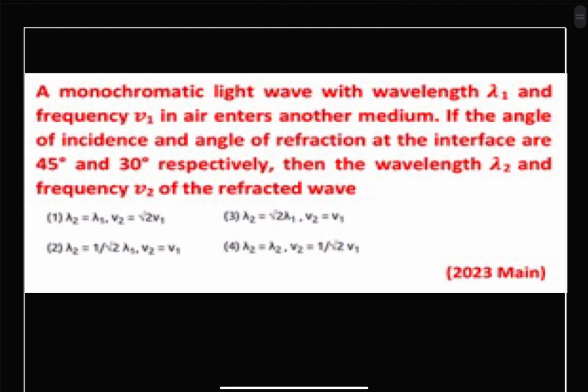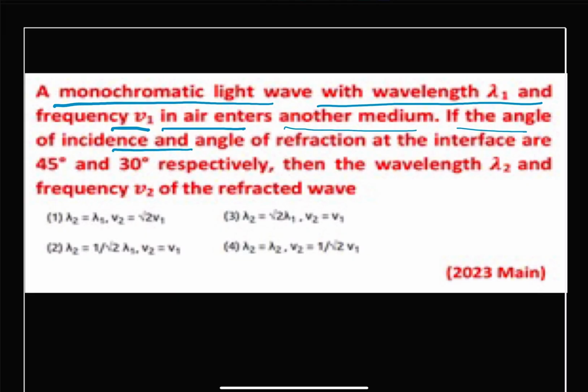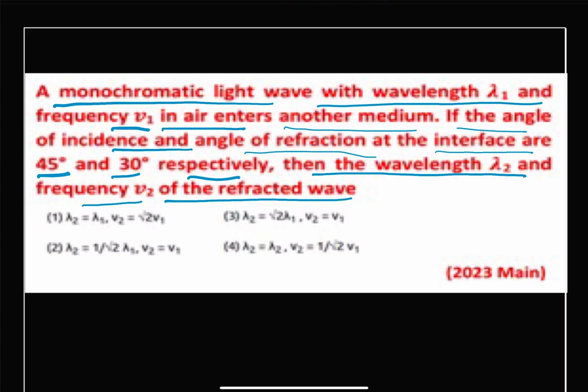and it states that a monochromatic light wave with a wavelength lambda 1 and frequency nu 1 in air enters another medium. If the angle of incidence and the angle of refraction at the interface are 45 and 30 degrees respectively, then the wavelength lambda 2 and the frequency nu 2 of the refracted wave is. So here we are going to find out the wavelength and frequency in the refracted wave, after refraction.